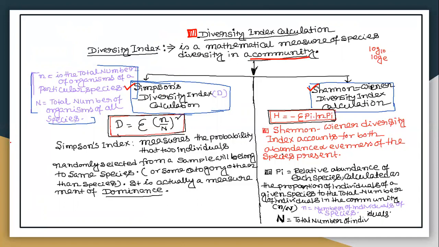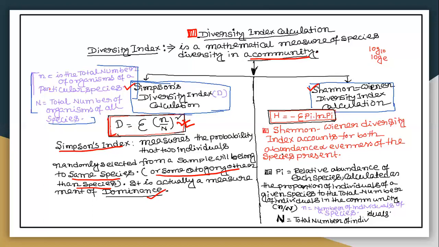Now coming to the Simpson index. What is the Simpson diversity index? The Simpson diversity index measures the probability that two individuals randomly selected from a sample will belong to the same species or same category other than species. It actually measures dominance. So the Simpson diversity index formula is D equal to summation of (small n by capital N) the square.